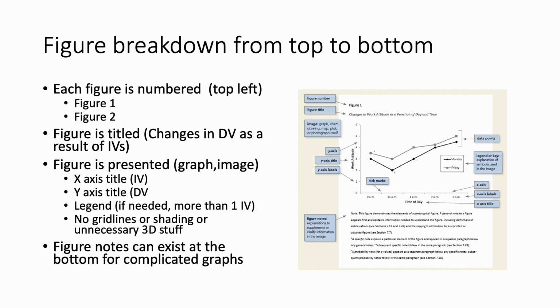Now, there aren't very many limitations on the figures, but there are some things that are historical, that have been changed, that do matter. They say we don't want different shadings. We don't want that much color, unless you absolutely need it. If you look at this graph, there are no grid lines. There's no 3D. There's no BS, right? You have your X and Y axis. They have titles. The Y axis is the DV. The X axis is the IV. You have a legend if you have more than one IV.